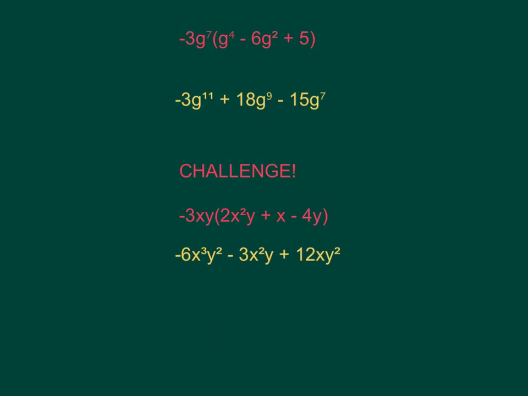So for the first one, you should have gotten negative 3g to the 11th plus 18g to the 9th minus 15g to the 7th. And on the second one, it was challenging because there were two different variables. A problem like this will possibly show up maybe for extra credit later this unit. But all you do, multiply your numbers in front together like normal, and then just worry about your x's, and then worry about your y's. It's just a little bit more to think about. Negative 6x to the 3rd, y squared, minus 3x squared y, plus 12x, y squared.